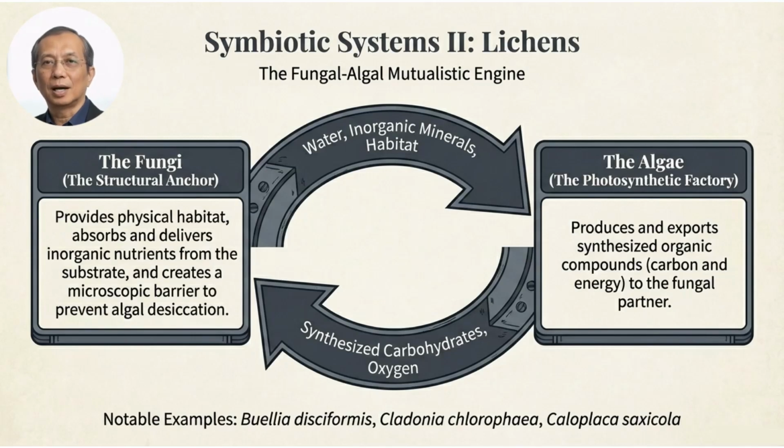Another remarkable symbiotic system is found in lichens, which are often described as a fungal-algal mutualistic engine. In this partnership, the fungus acts as the structural anchor, providing a physical habitat, absorbing and delivering inorganic nutrients from the substrate, and creating a microscopic barrier to prevent algal desiccation. The algae, in turn, serve as the photosynthetic factory, producing and exporting synthesized organic compounds, primarily carbohydrates and oxygen, to its fungal partner. This exchange creates a self-sustaining system where both organisms thrive.